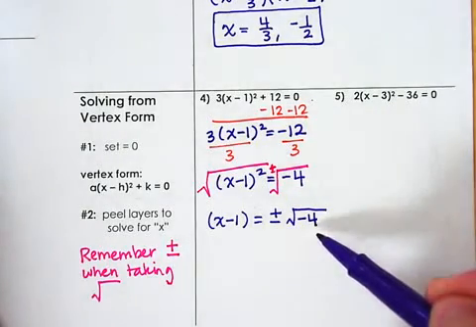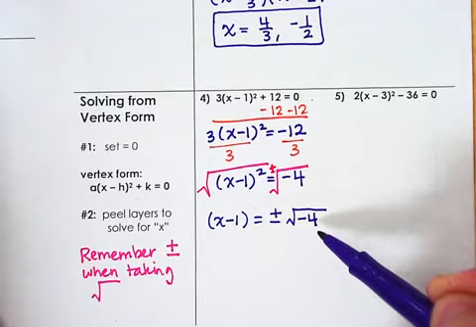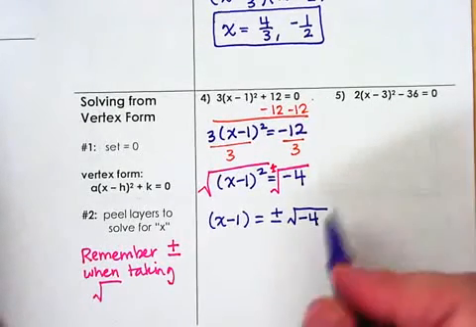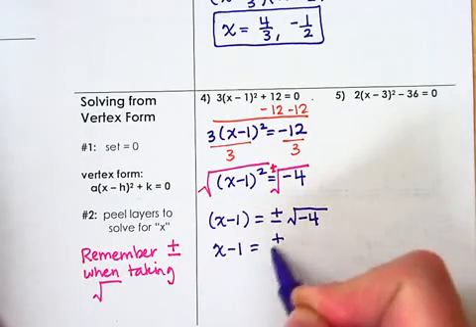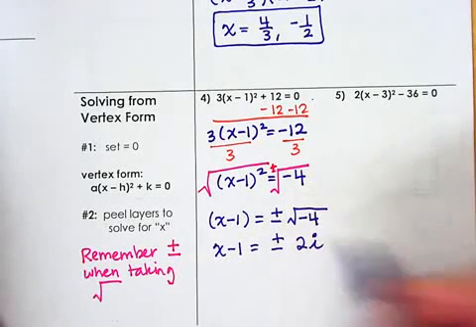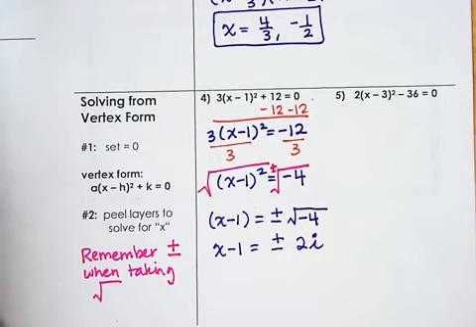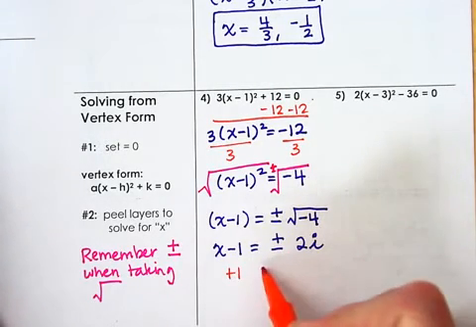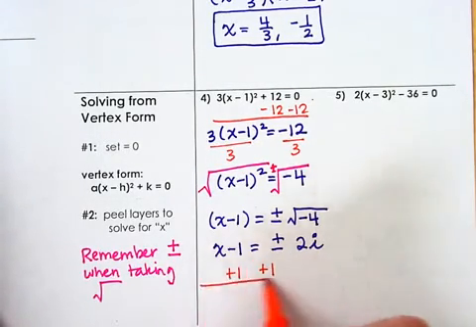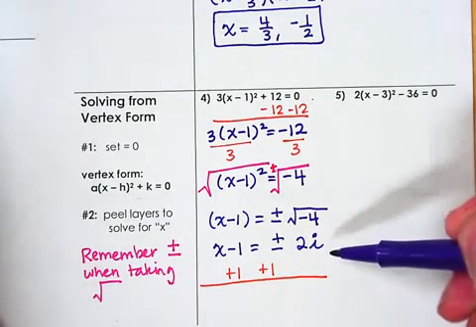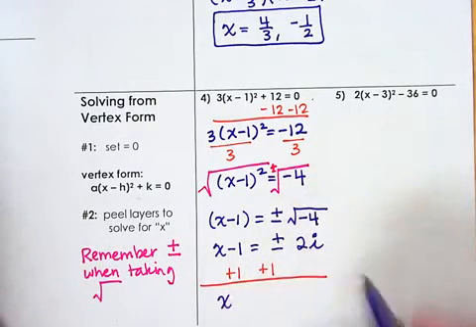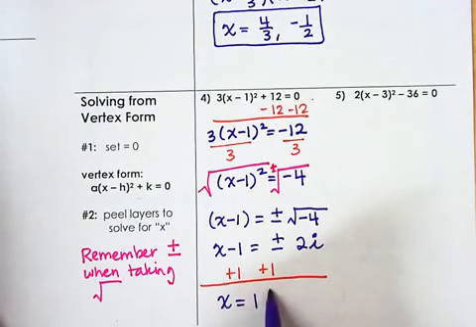Now, we now know how to simplify the square root of negative 4. That's going to be just 2i. So x minus 1 equals plus or minus 2i. And then the last thing I'm going to do is add the 1. And positive 1 is a real number, so that cannot be combined with the 2i. It has to stay by itself. So my answer in the end is just x equals 1 plus or minus 2i.